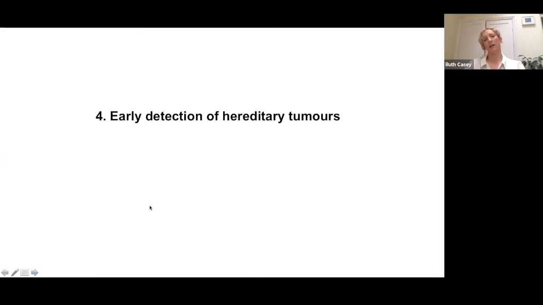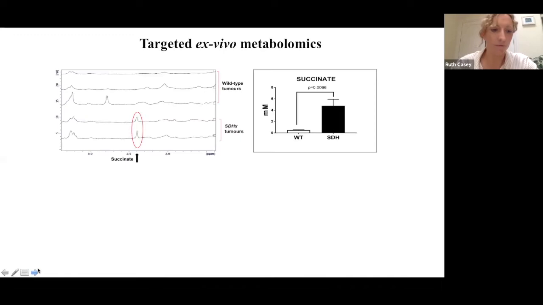Finally, this is the last section. So I wanted to discuss the role of molecular imaging in helping us to diagnose these hereditary tumors at an earlier stage. So I mentioned earlier that mutations in the succinate dehydrogenase genes affect the succinate dehydrogenase enzyme complex and result in accumulation of succinate. Therefore, you could use succinate accumulation in a tumor as a marker that that patient has an SDH mutation. And indeed, we have shown this using ex vivo metabolomics.